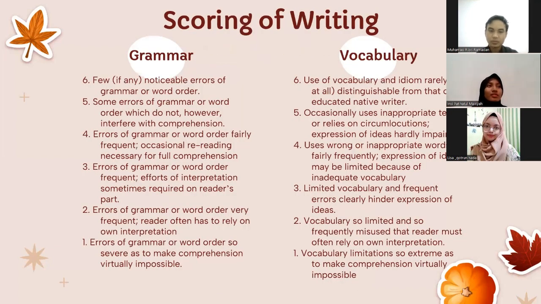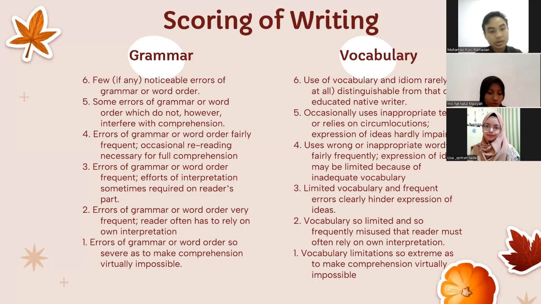And we should definitely have a way to score the test itself. There is a rubric to score the writing of the learners. The first is about grammar, ranging from 1 to 6, where 6 is the highest score. In 6, there are few, if any, noticeable errors of grammar or word order. For 5, there are some errors of grammar or word order which do not, however, interfere with comprehension.